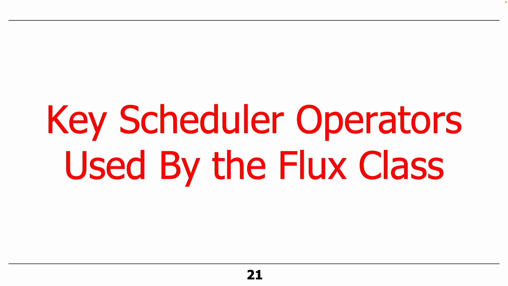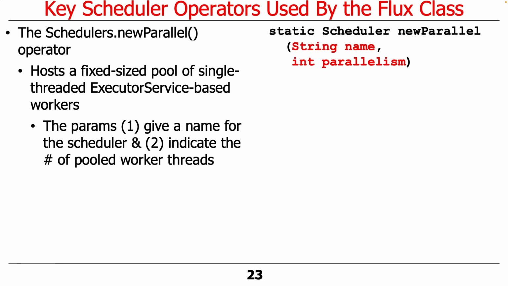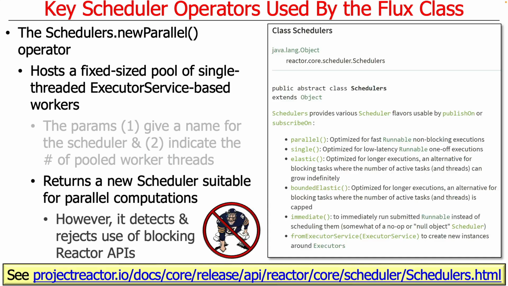And then the final thing we're going to talk about here are the scheduler operators used by the Flux class. And we're going to start with the new parallel operator. And what this does is it hosts a fixed size pool of single-threaded executor service-based workers. That's just the implementation details. And the first parameter gives a name for the scheduler, and the second one indicates how many threads you want to have in that pool. And it returns a new scheduler that's suitable for parallel computations.